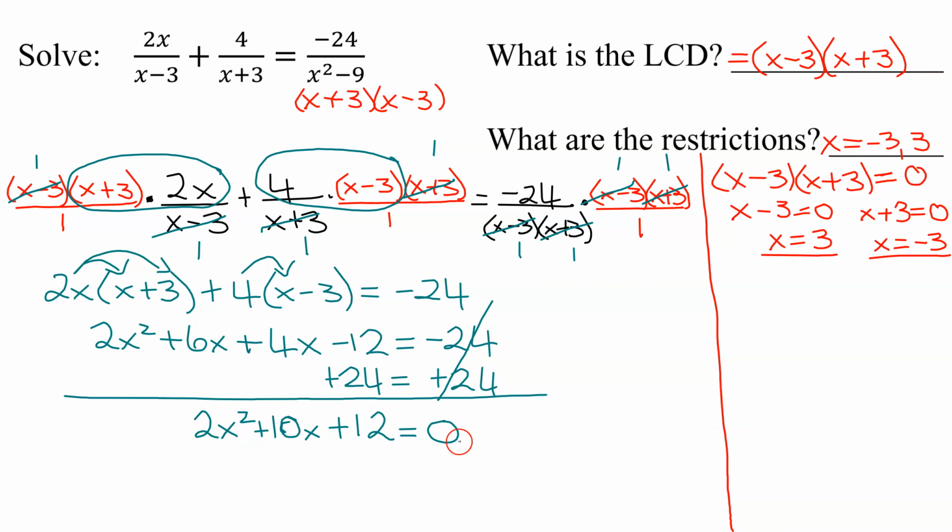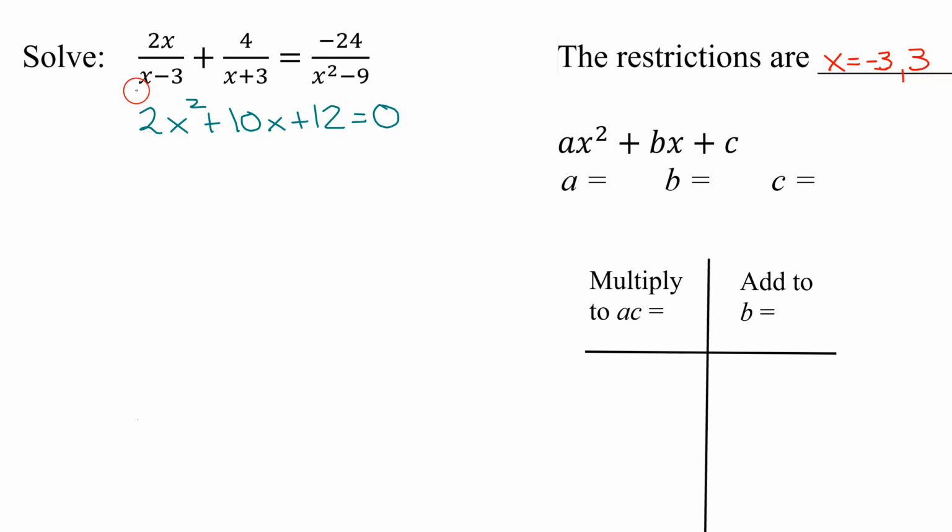So now we're ready to try and factor this, but since I'm running out of room, I'm going to put it on pause. On this next slide, I wrote the original equation. I wrote the equation I got on the bottom of the previous slide, and I also rewrote the restrictions. So now we need to factor 2x squared plus 10x plus 12 equals 0.